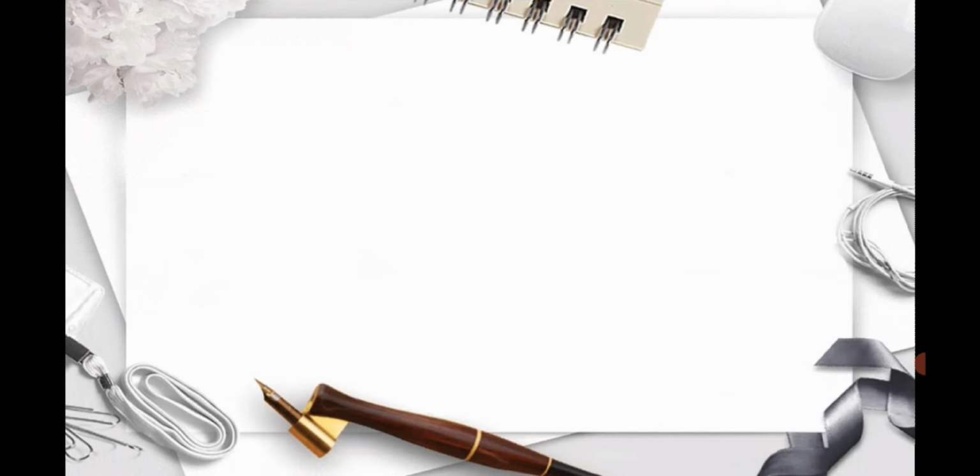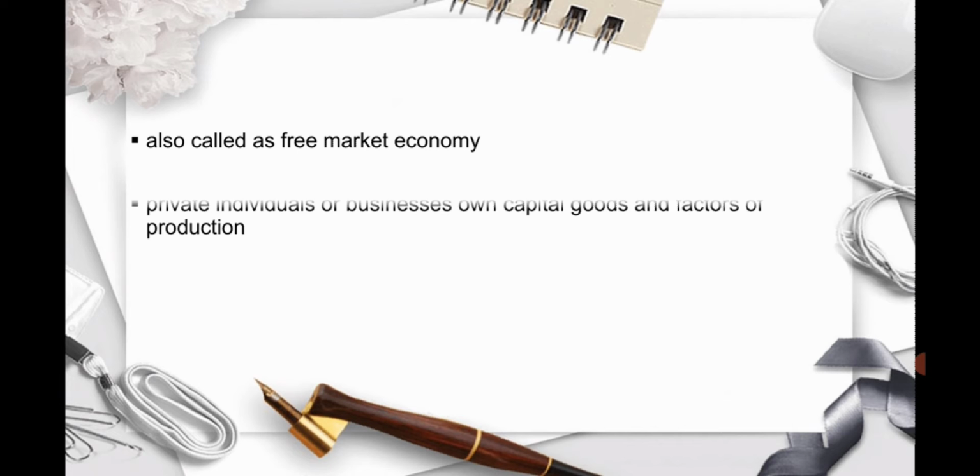Capitalism is also called a free market economy, an economic system in which trade, industry, and the means of production are controlled by private owners with the goal of making profits in a market, rather than the government. The private individuals or businesses own capital goods and factors of production.